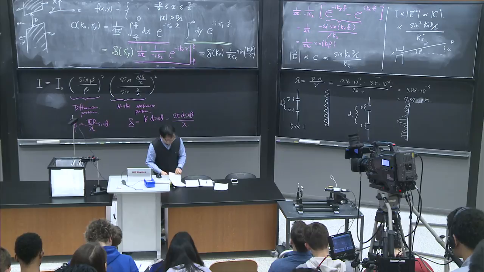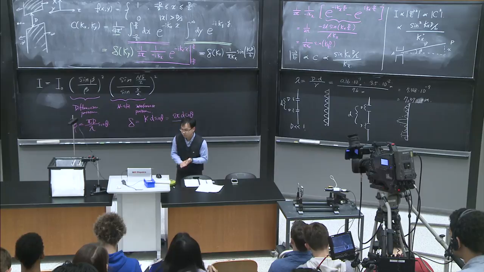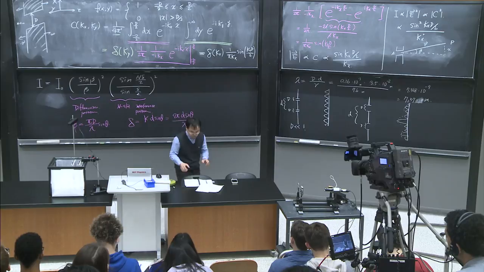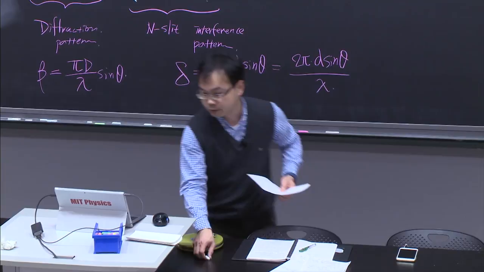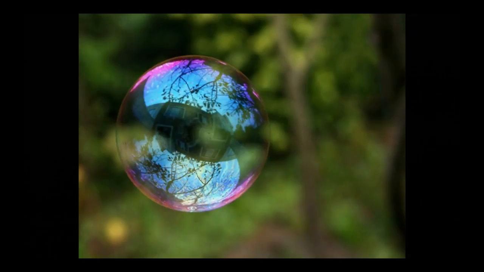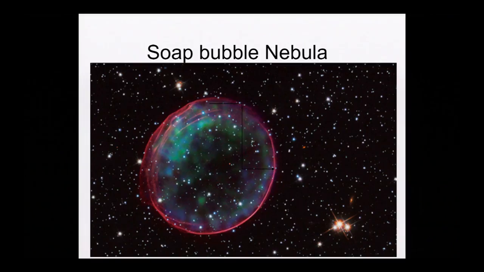Okay. We are making a lot of progress. So what I would like to move on to is something really interesting. We discussed and learned how to explain why we have colorful soap bubbles, right? Now I have something totally unrelated. We also have a soap bubble in space, the soap bubble nebula, which is very interesting. You can Google it and see what is happening there.